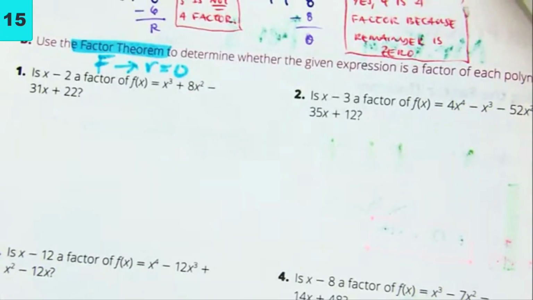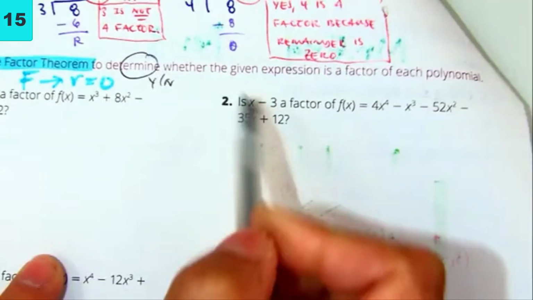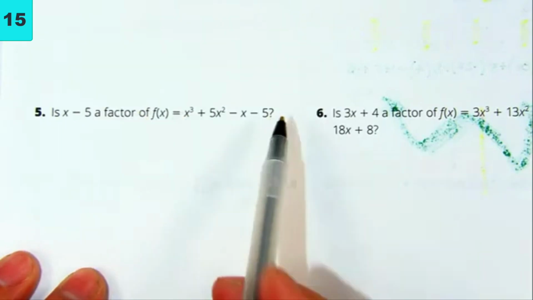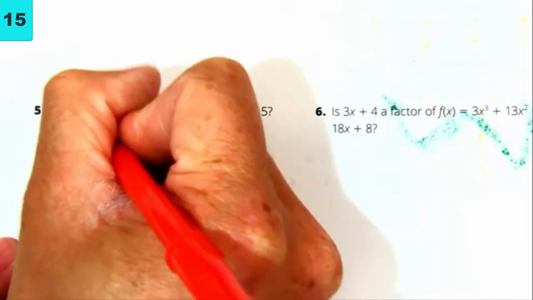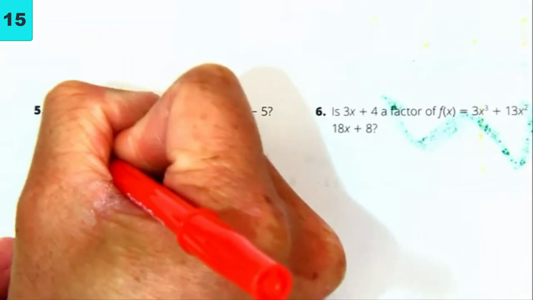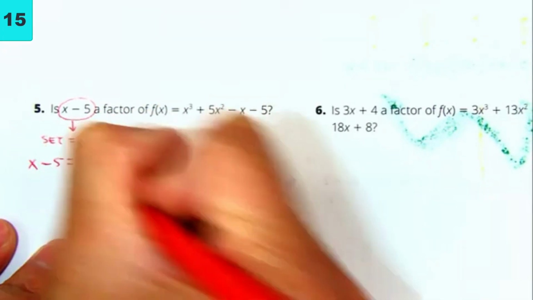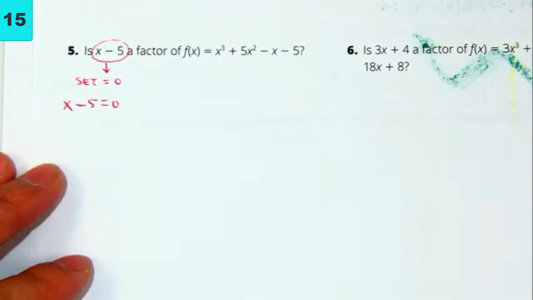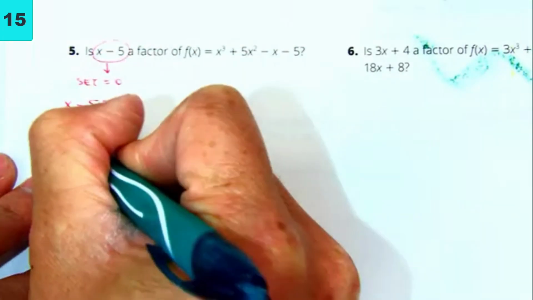Use the factor theorem to determine whether the given expression, so determine yes or no, whether the expression is a factor of each polynomial. So in question number 5, it says, is x minus 5 a factor of this polynomial? The first thing you're going to do is change this. You're going to set it equal to 0. x minus 5 equals 0. Class, to solve for x, you're going to have to do what? Add 5 to both sides. So x is equal to 5.